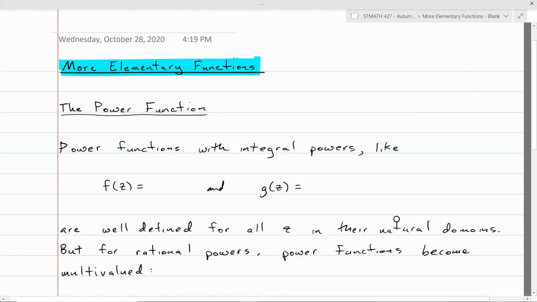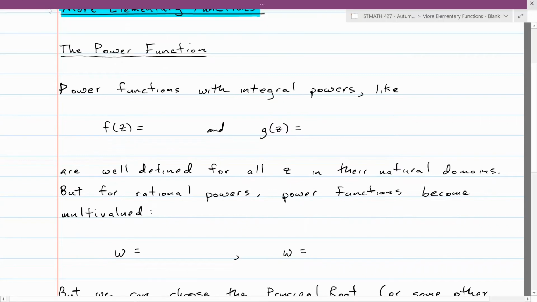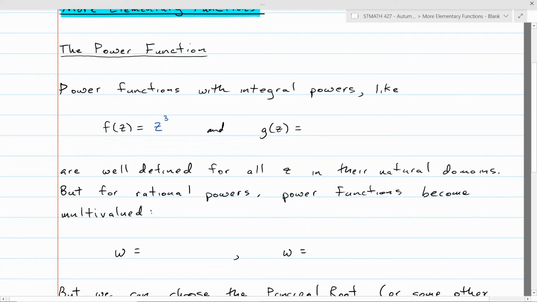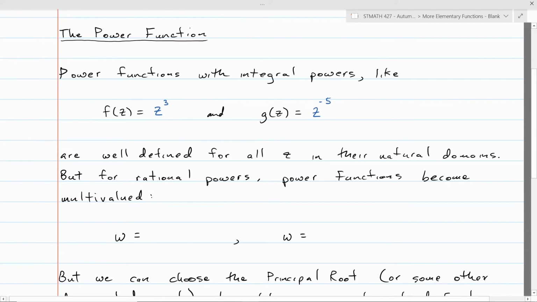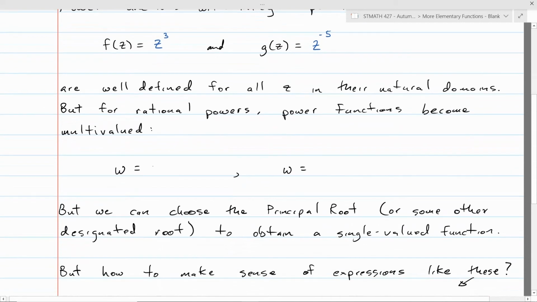So we're already somewhat familiar with power functions. If you make a power function that has integral exponents, so things like z to the third, or even something with a negative exponent like z to the negative fifth, these are already defined. It gets a little dicey though whenever we have power functions with rational exponents. So for example, z to the 1/2, or z to the negative 3/4. We do have a definition for these, but we've seen that they become multivalued.